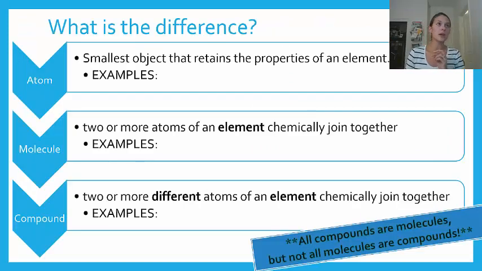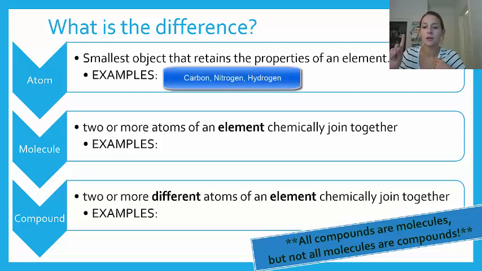So here's the difference, because these words I feel like are used often interchangeably, so I want to nip this in the bud right now and make sure that you guys understand the difference in these terms. When we're talking about an atom, we're talking about the smallest object that retains the properties of an element. Some examples for an atom would be carbon, a carbon atom, one single carbon atom, one single hydrogen atom, okay? You can't get much smaller than the carbon atom itself, than the hydrogen atom itself, all right?